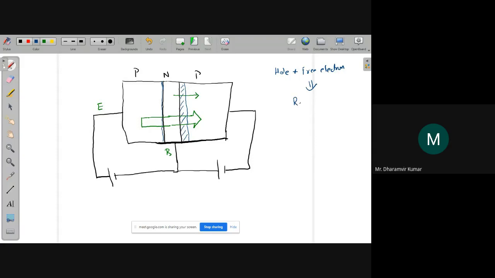What is the process? This process is called recombination, and the result of this process is a valence electron. This valence electron is not capable of moving. This cannot move. So earlier we had a hole and a free electron, both contributing to the flow of electric current. But when they recombine, they turn into a valence electron which is not capable of moving, and hence does not contribute to the flow of electric current.